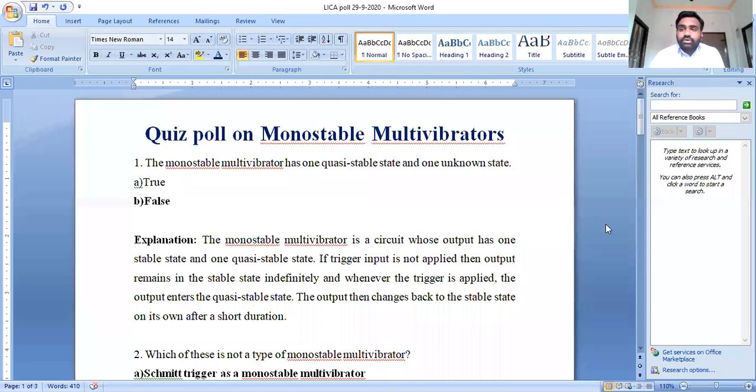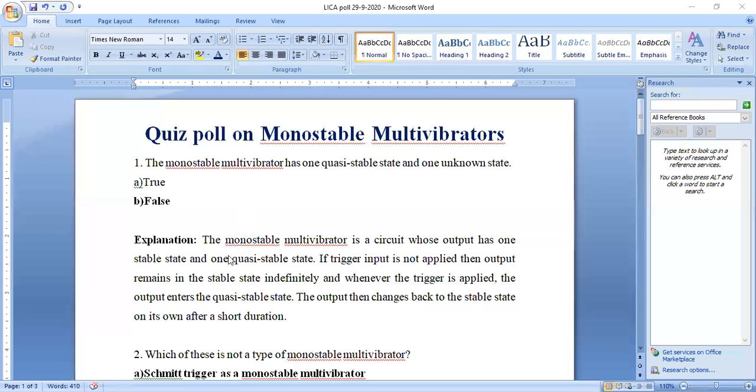So this is our quiz analysis of the monostable multivibrator. With respect to our quiz analysis, see the first question. The first question says the monostable multivibrator has one quasi-stable state and one unknown stable state. Most of you opted for true, but the actual answer is false.